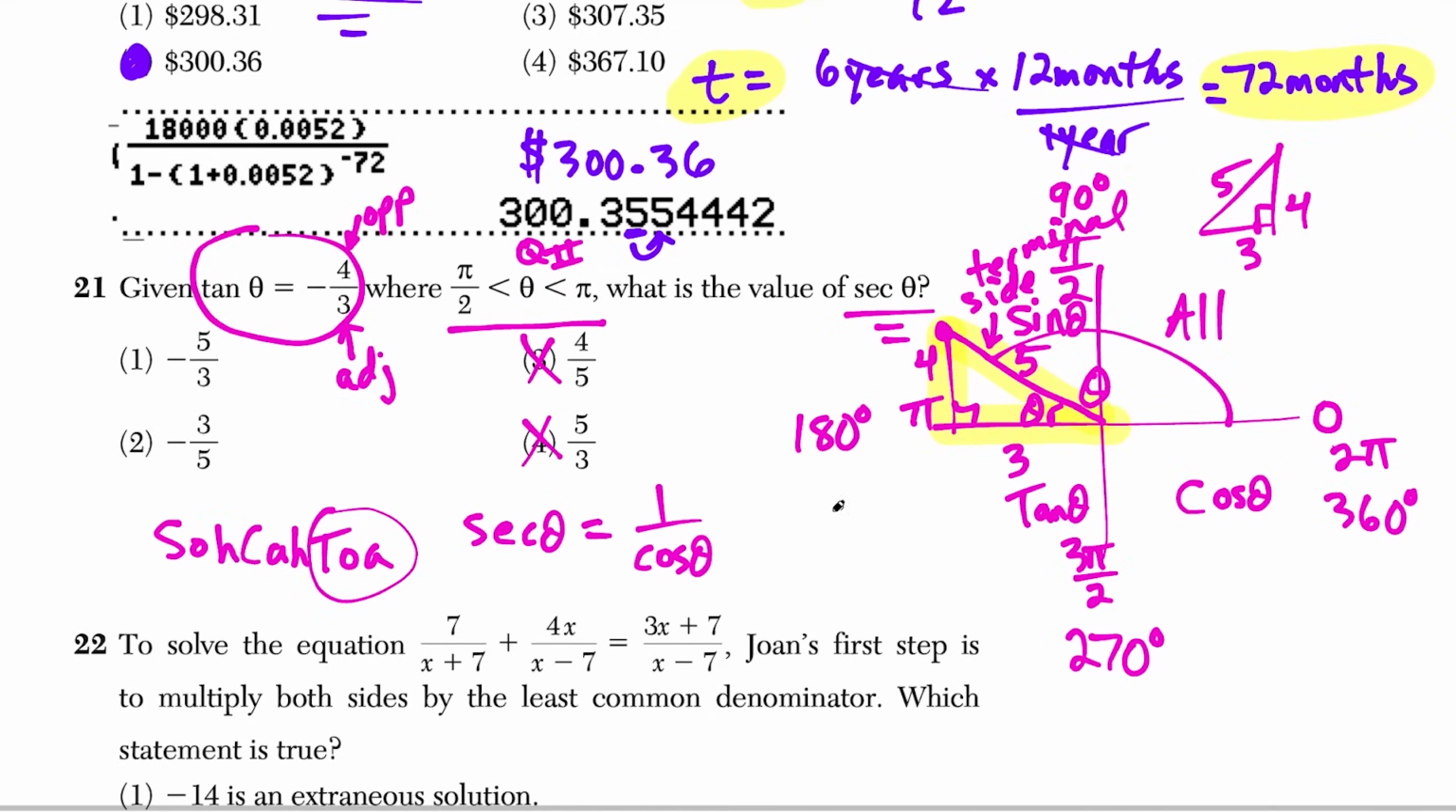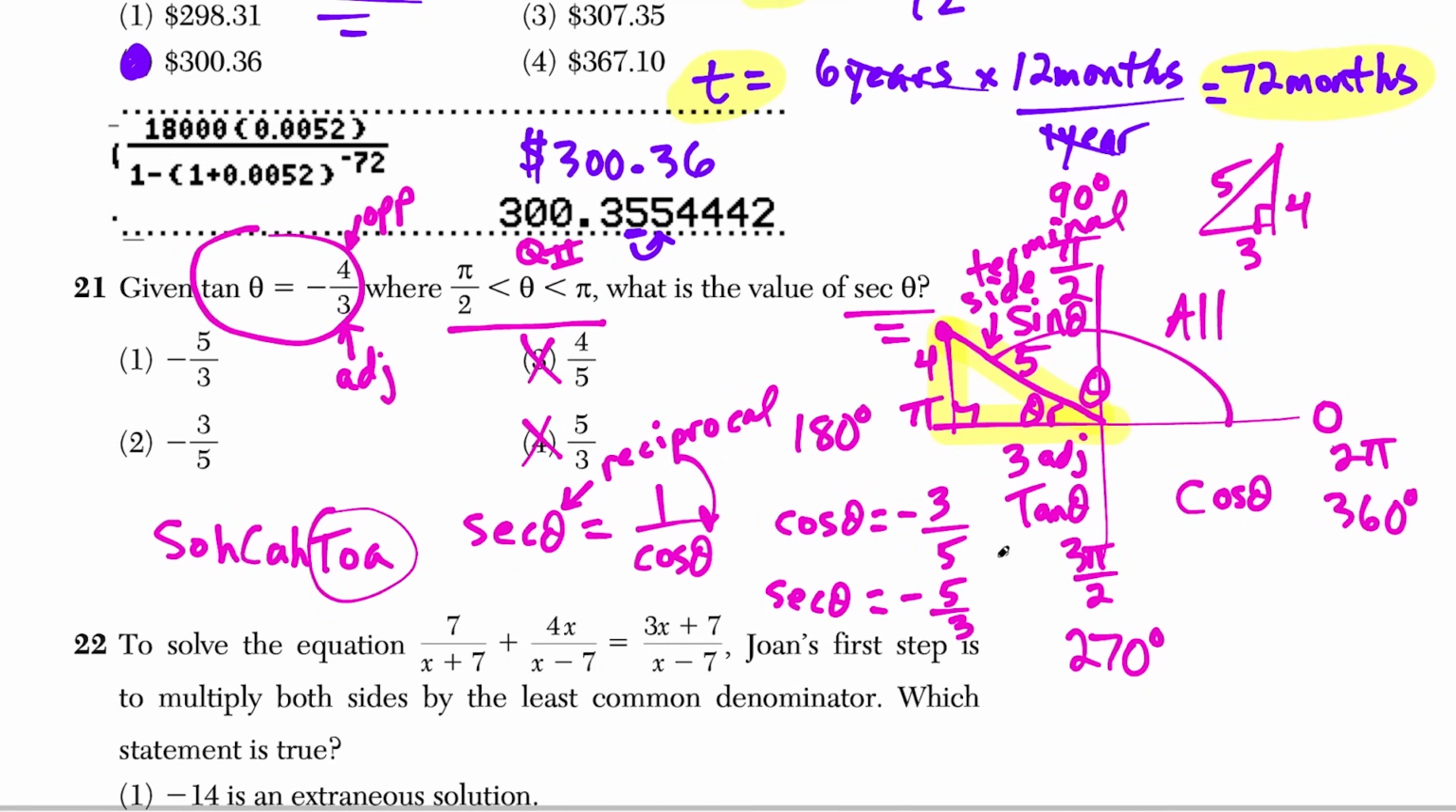But now what I could do is I could find cosine of theta. So cosine of theta is going to be negative because we're in quadrant 2. And then adjacent, so this is the side adjacent to the reference angle, is 3 over the hypotenuse is 5. But the relationship between secant theta and cosine theta is that these are reciprocals. Okay, so secant theta is the reciprocal of cosine. So all I'd have to do here to find secant theta, I would just take the reciprocal, or I would flip this, and this would make negative 5 over 3 like this. Okay, so our correct answer here is going to be choice 1.